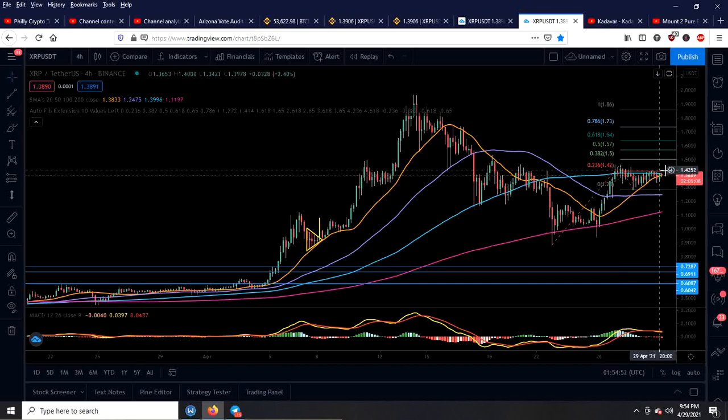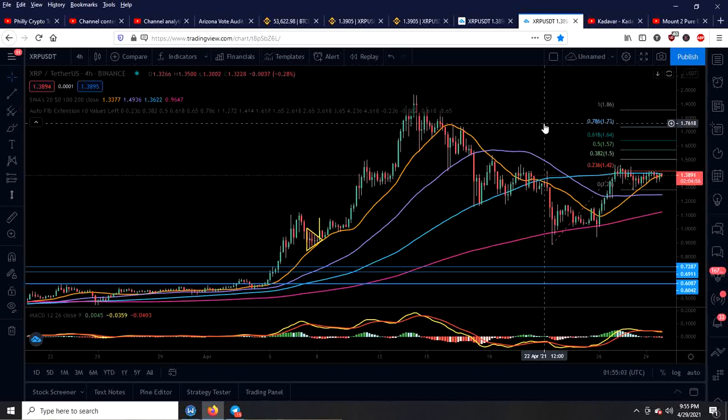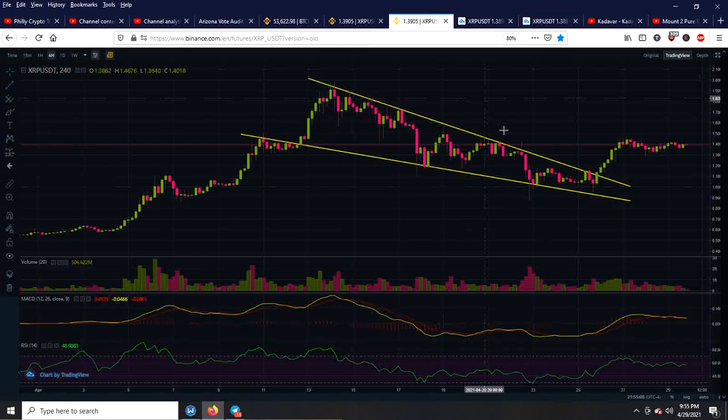We bounced off the 100 right here, right? But the 20's caught up. And now the 50 is going to catch up. So, guys, this consolidation right here is a great thing. This is what we're looking to do. Okay? So, the descending wedge. Let's go back to that for a second because I want to point this out to you guys.